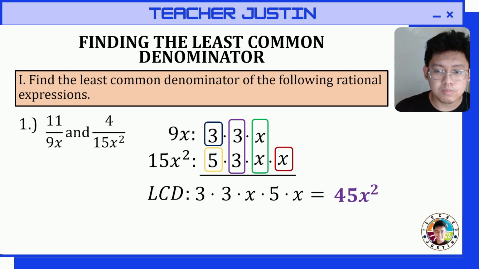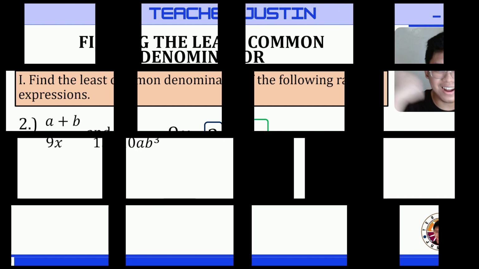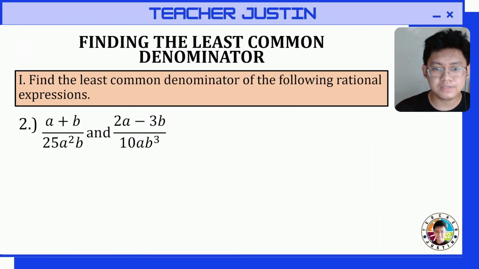And that will also be the least common denominator of these two rational expressions. And that's it. Ta-da! Alright. Okay, let's have this item. Let's find the least common denominator of this rational expression. So we have here a plus b all over 25a squared b and 2a minus 3b all over 10ab cubed.